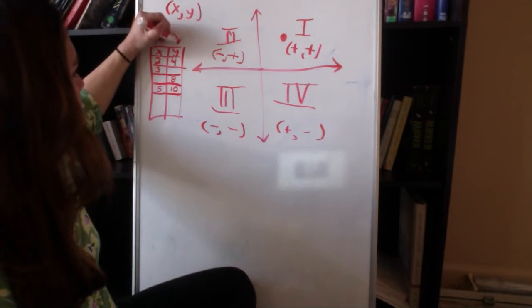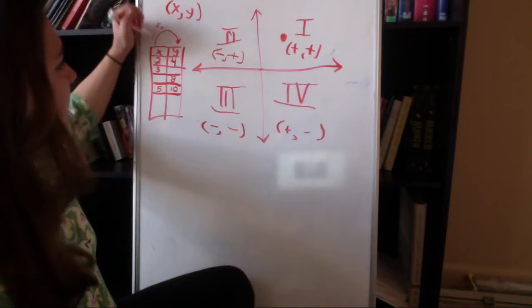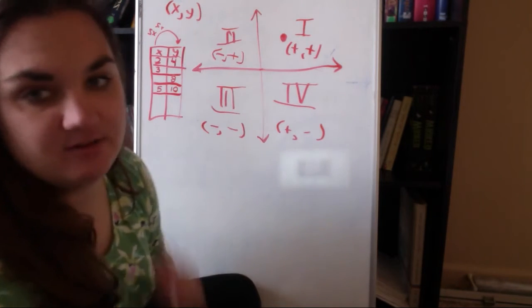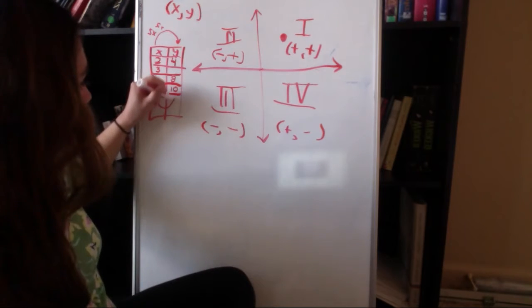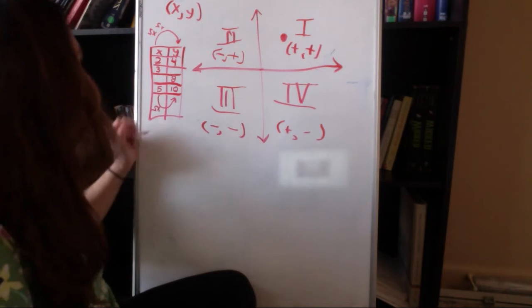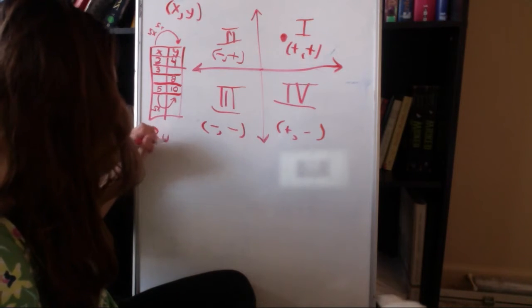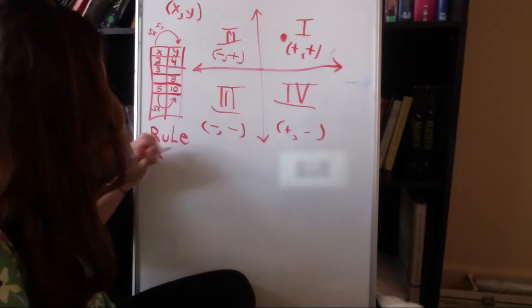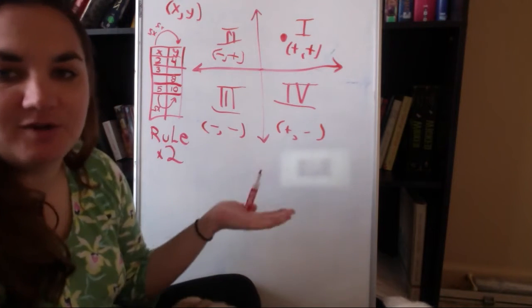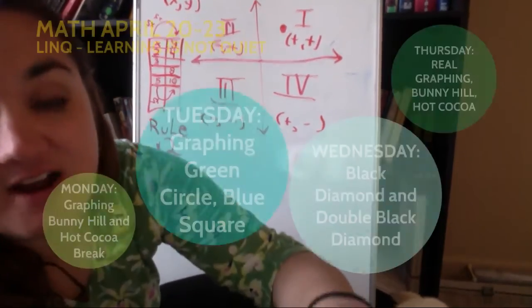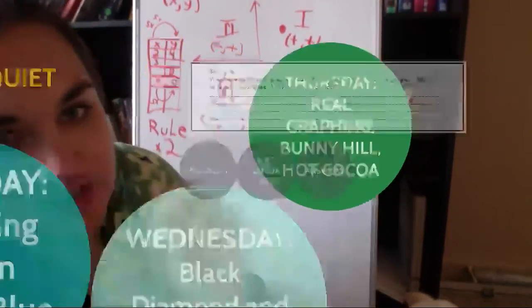So 2 plus 2 is 4. 2 times 2 is 4. So now I need to see which of those will work for my other ordered pairs. So 5 plus 2 is not 10, but 5 times 2 is 10. So I know my rule for this particular data table is going to be times 2. Okay? So that's just a review of our coordinate planes and everything that we've been talking about all week. So if you have any questions about that, make sure you ask me.